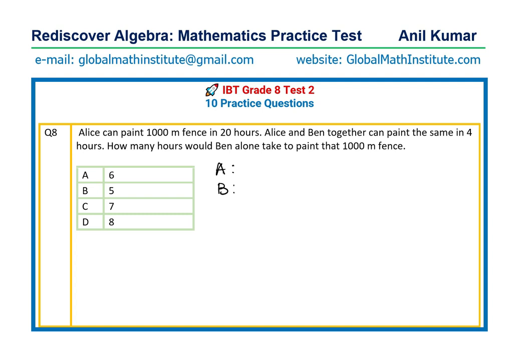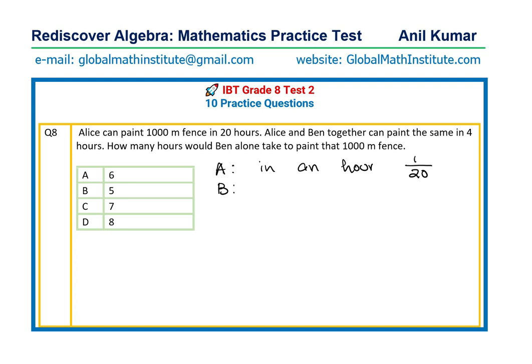So it's 1 over A, right? Alice can paint 1000 meters, we'll say a particular quantity of chalk, and that is done in 20 hours. In 1 hour, how much? In an hour, Alice can do 1 by 20th of the job. So all 1000 meters is painted in 20 hours, and in 1 hour, 1/20th.